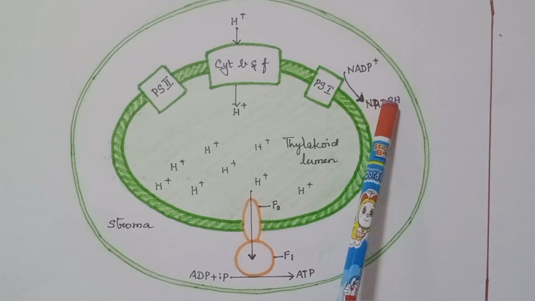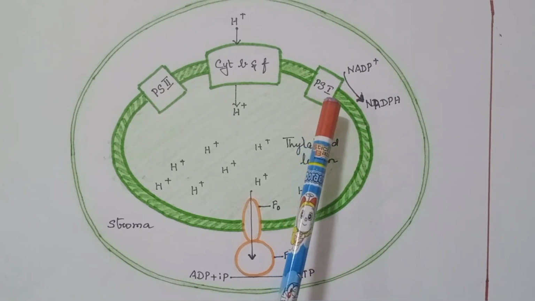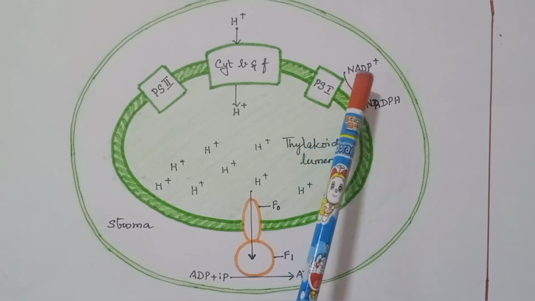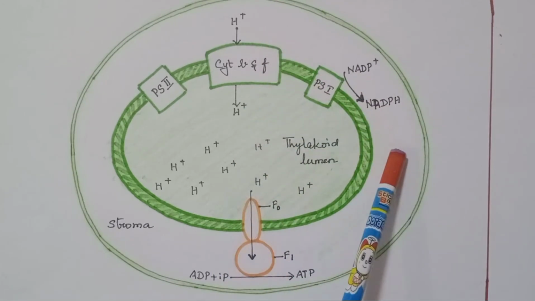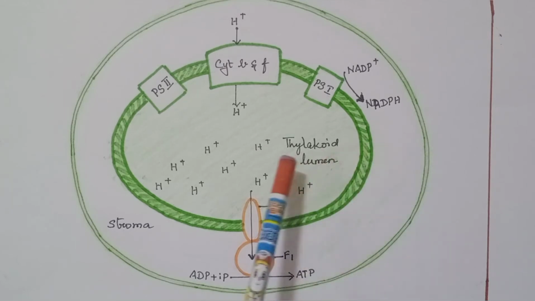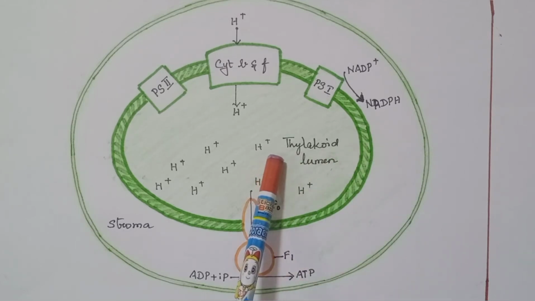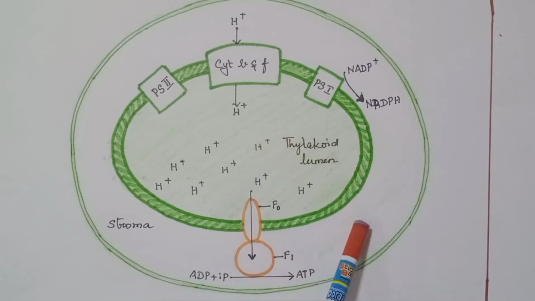NADP reductase enzyme is located on the stroma side of the membrane. Protons required for the reduction of NADP to NADPH are taken from the stroma. Hence, protons in the stroma decrease and in the lumen increase. Therefore, a proton gradient across the thylakoid membrane is established.